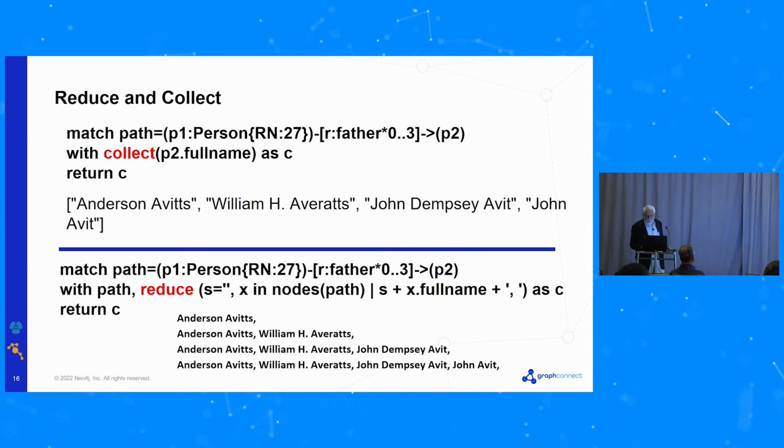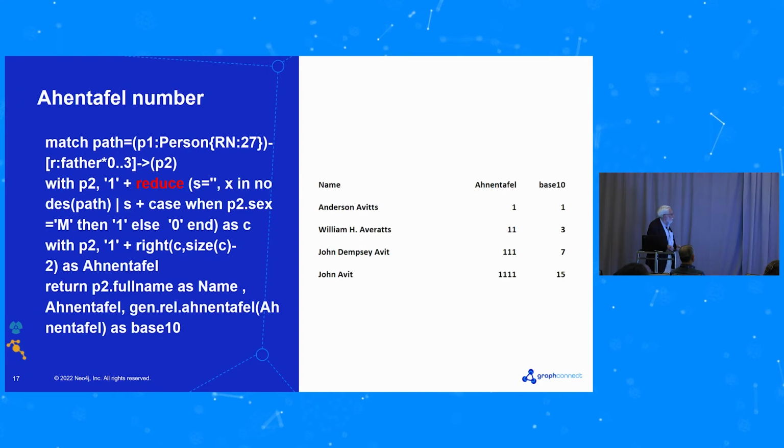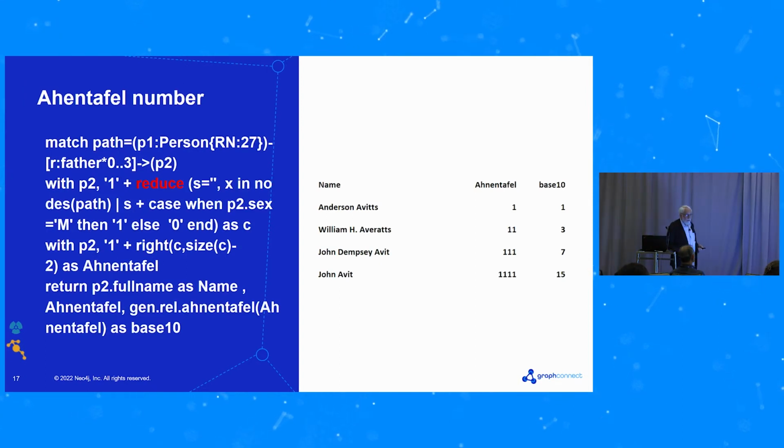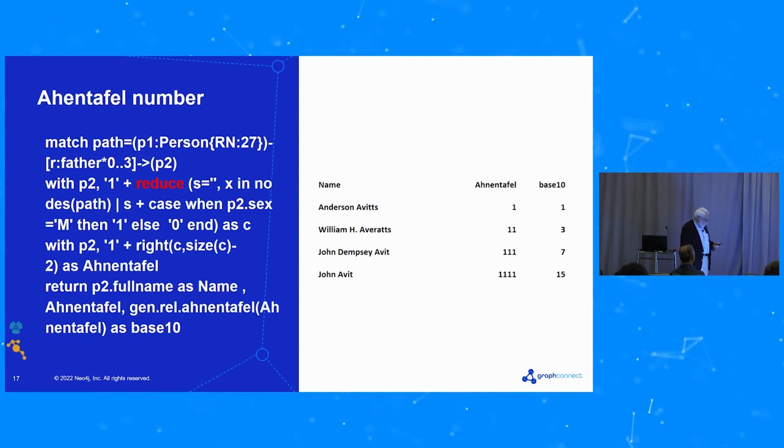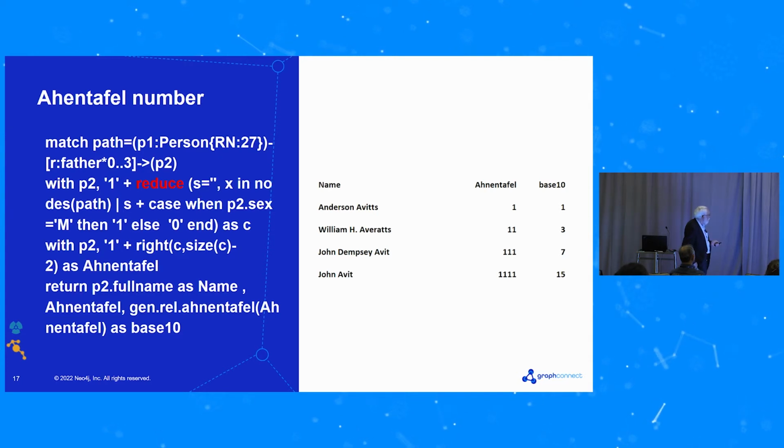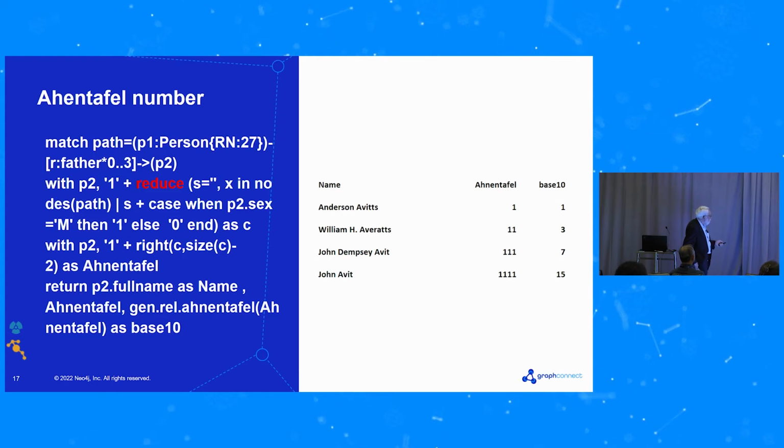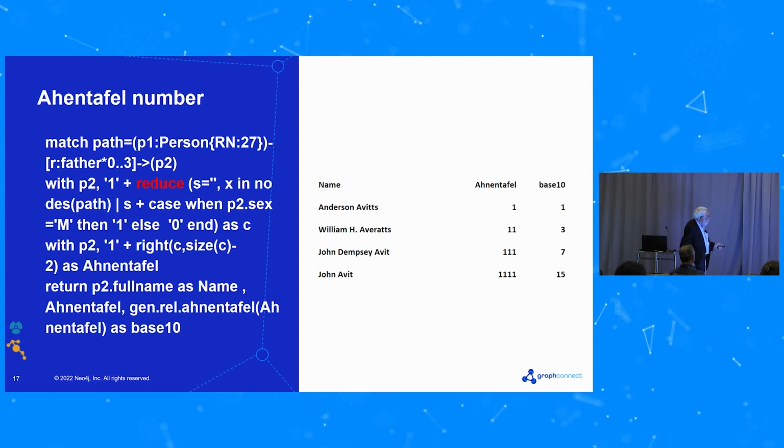As an example, we can look at the Ahnentafel number. This is a standard numbering system in genealogy. What this does is it uses the gender, the sex here, and if it's a male, we give it a value of 1. If it's not, we give it a value of 0. So we're using a case when here. And that creates a concatenated bit string.